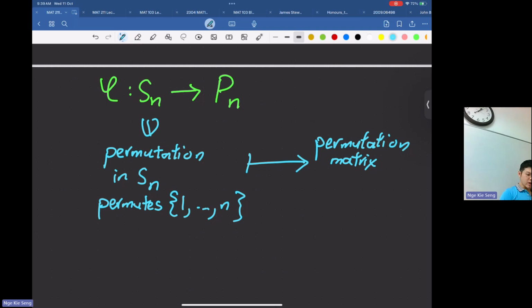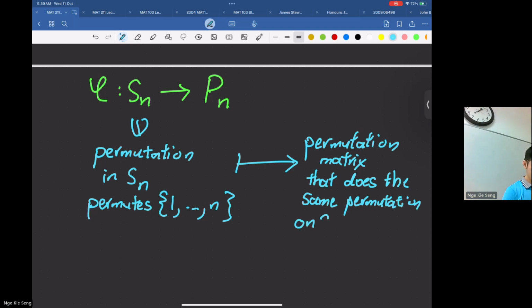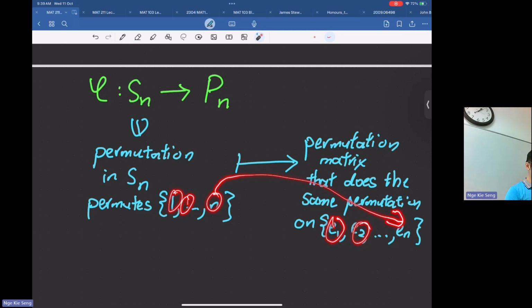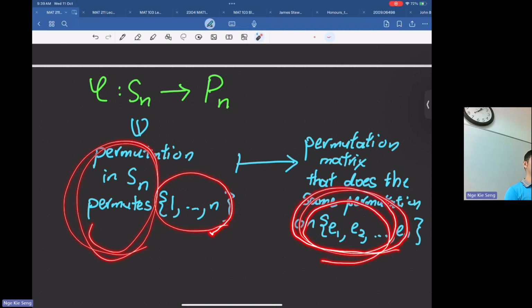Okay, I send a permutation to the permutation matrix that does the same permutation on E1, E2, up to En. So we map 1 to E1, 2 to E2, and so on, n to En. And then we see how the permutation permutes 1 to n, and then we take the permutation matrix that permutes E1 up to En the same way.